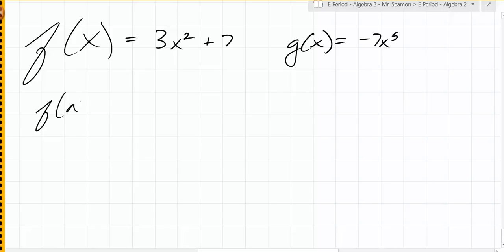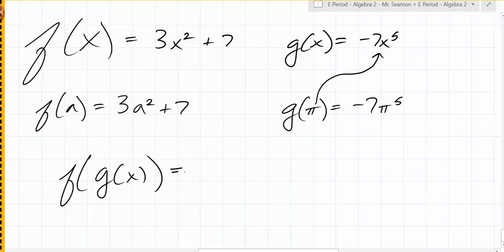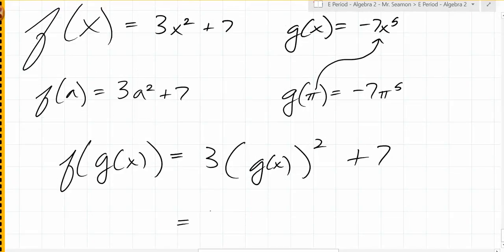So if I ask you for f of a, can you tell me what that is, Zoya? 3a squared. Correct. Nice. You just plug it in. So it doesn't matter what I plug in there. You just put it in. So what does this mean, Harry? f of g of x. What are you plugging into what? What is f? 3 times what? x squared plus 7. But instead of x, you're writing g of x. What is g of x? So it's going to be 3 times negative 7x to the 5th, squared, plus 7.